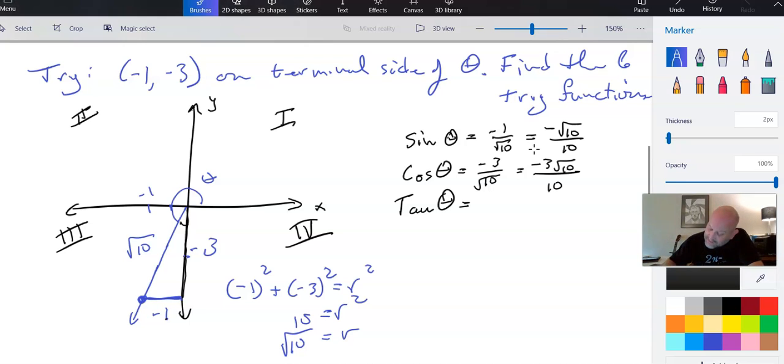And now we have tangent, and tangent is opposite over adjacent. So that's -1 over -3, and a negative divided by a negative makes it positive. Okay, so let's do the other ones, and I'm just going to do it by reciprocal directly. Cosecant theta is the reciprocal of sine. Now, I don't want to take this reciprocal because that puts the square root back on the bottom. So I'm going to use this one instead. As part of the reason I kept it in the computation, if I take that reciprocal, cosecant is just negative square root 10.